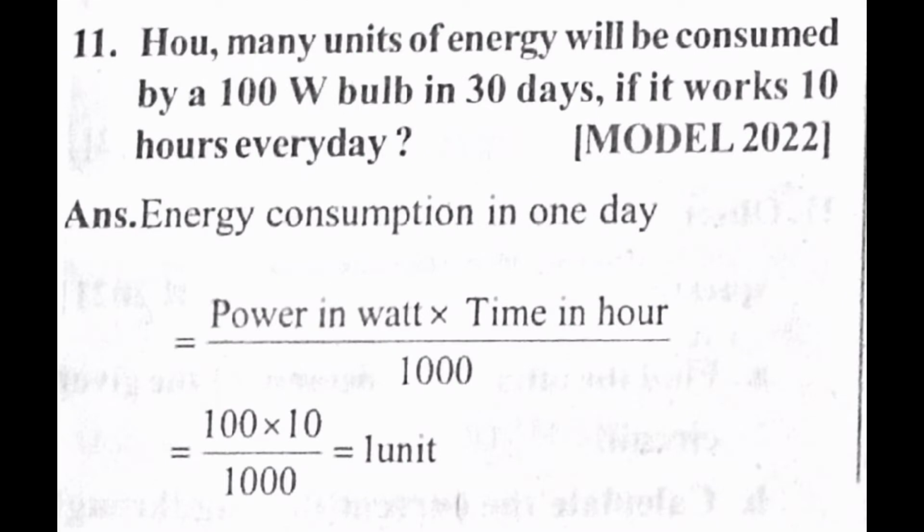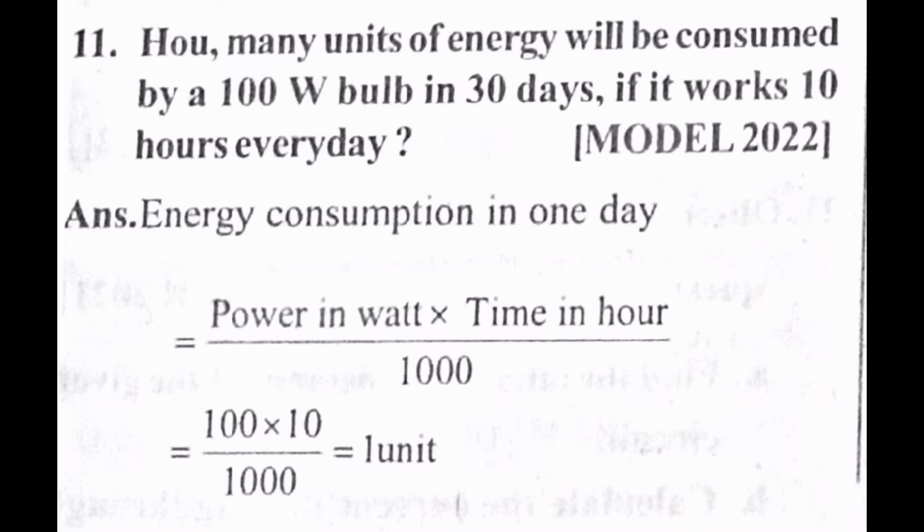Clear? The next question is also asked in 2022 model question paper. The question is, how many units of energy will be consumed by a 100-watt bulb in 30 days if it works 10 hours every day? What are the quantities given here? It is given that a 100-watt bulb is working for 10 hours every day. That means the power is 100 watt. It works for 10 hours, means the time is given as 10 hours.